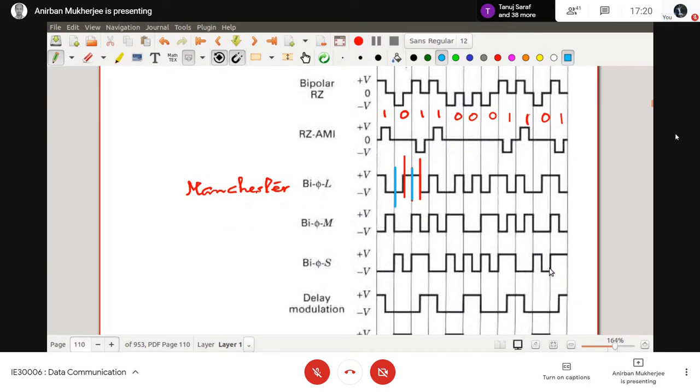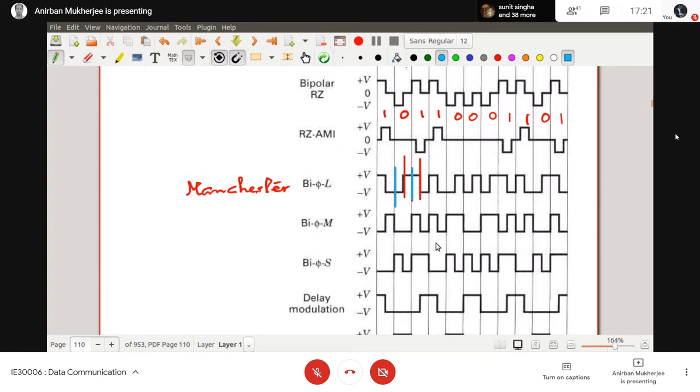Biphase M and biphase S, you see that always I have a transition at the beginning of the interval. And please try to understand these three, biphase, forget about L, M and S. That means there's a transition, if any, always at the middle. There may be a transition at the end also, but if a transition is there, it will be at the middle. So that will give you some sort of a clocking mechanism.